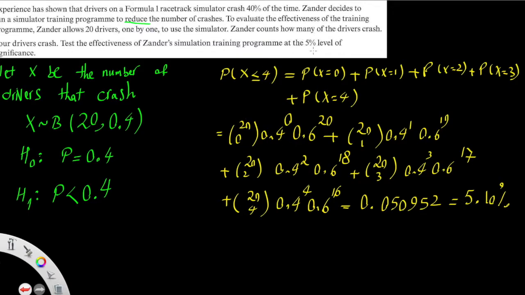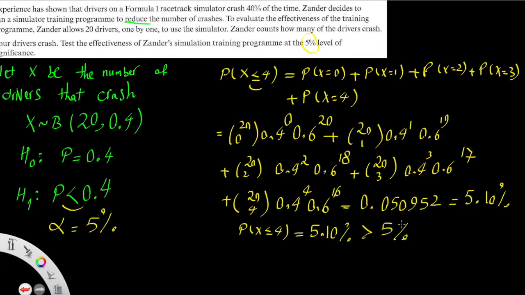And the significance level here is given as 5%, so we denote it by alpha, so alpha is 5%. Now, as here probability of X less or equal to 4, be careful, this sign always follows the alternative hypothesis sign, so it is less, it will be less or equal. Now, probability of X less or equal to 4 is equal to 5.10%, which is greater than the 5% significance level given in the question, so it is not in the rejection region.